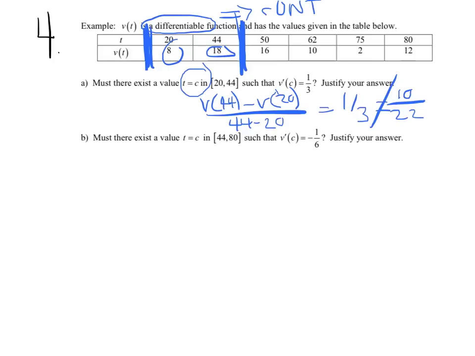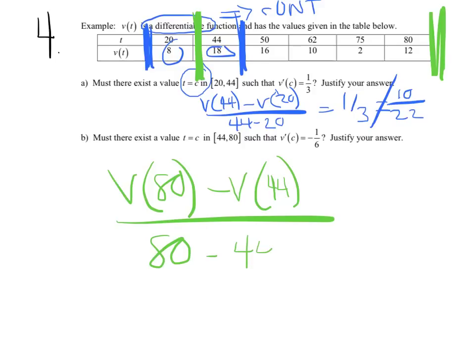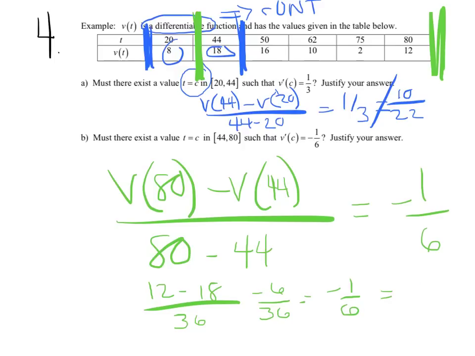And letter B, same idea here. Must there exist a c value between 44 and 80, such that v prime of c equals negative 1/6? And I would say v of 80 minus v of 44 all over 80 minus 44 equals negative 1/6. And we'll just verify the math here. That's going to get me 12 minus 18 all over 36, which is negative 6 over 36, which is negative 1/6, equals negative 1/6. So I would definitely say yes.